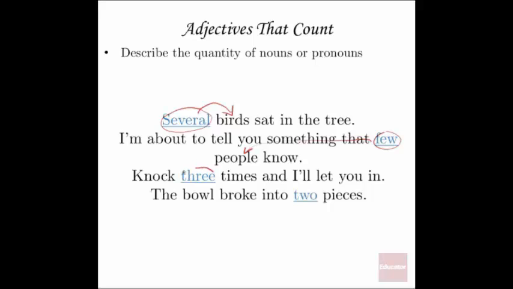All right, here's one that's more specific. Knock 3 times, and I'll let you in. This describes the number of times. It modifies the noun. It's an adjective. And the bowl broke into 2 pieces. 2 is an adjective, modifying pieces. It tells you how many.